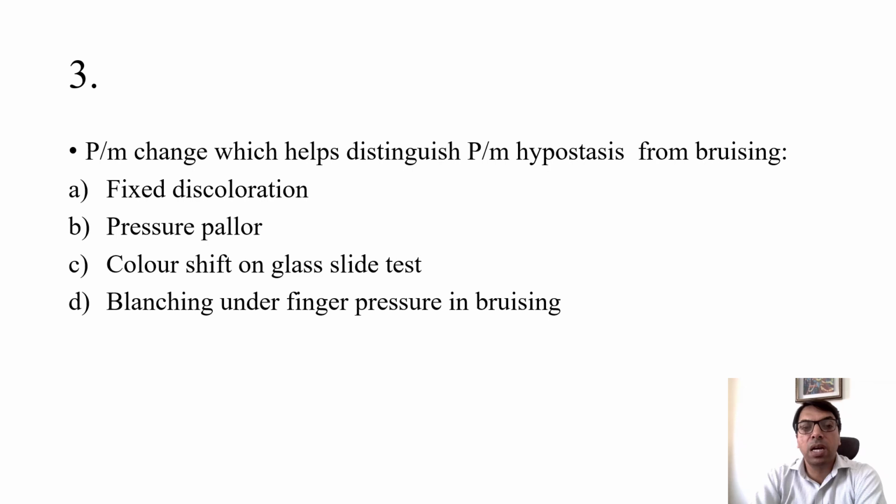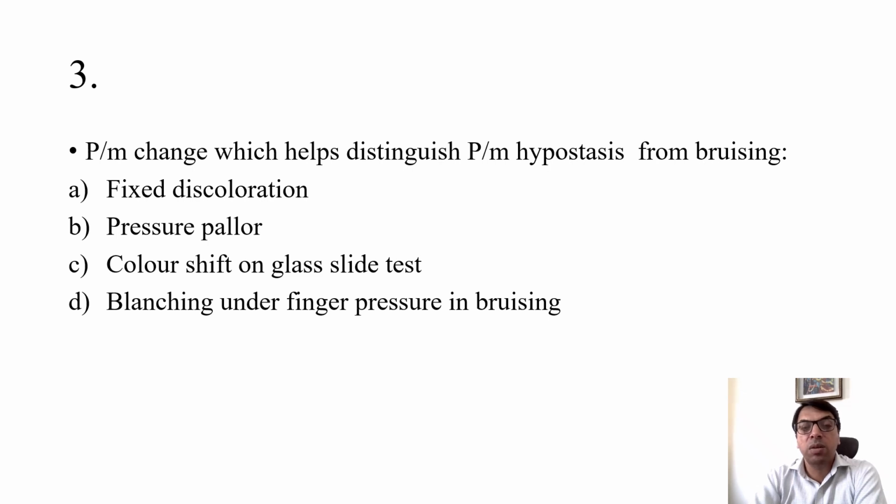The next is color shift on glass slide test. It is the answer to this question, because in postmortem hypostasis, we check by applying pressure in that area, and it goes into a pallor state. It may be pink or deep pink depending upon the cause of death. But when we apply pressure on that area in hypostasis, it becomes pale. It is one of the main tests which is a differentiating feature between postmortem hypostasis and bruising.